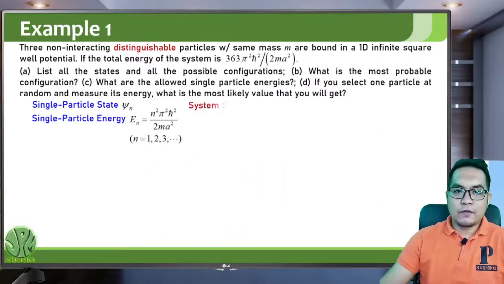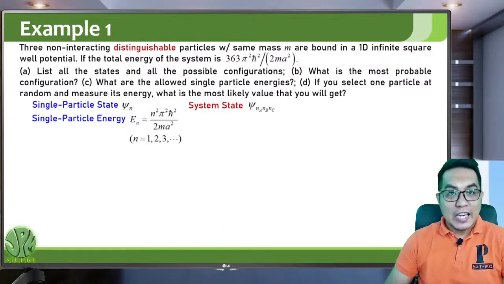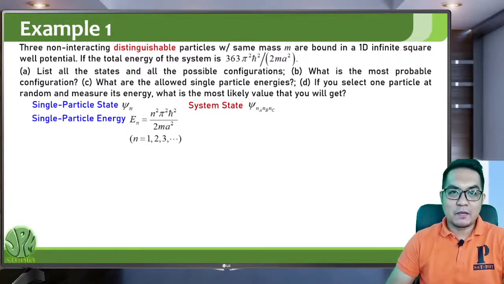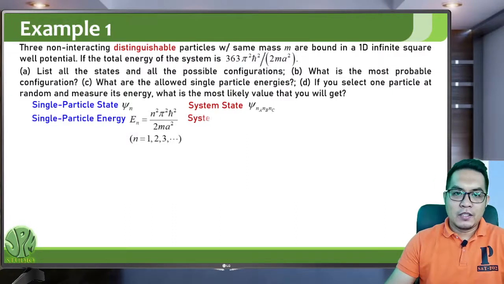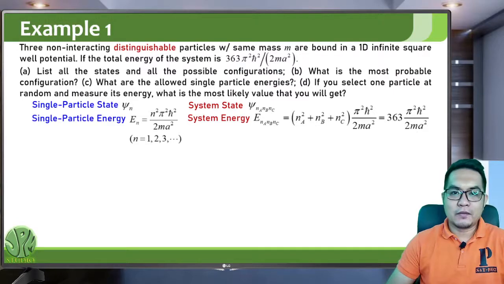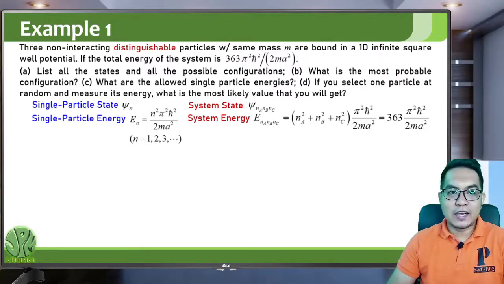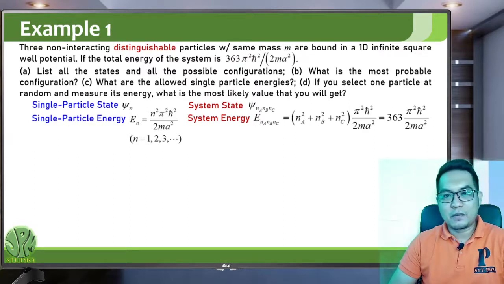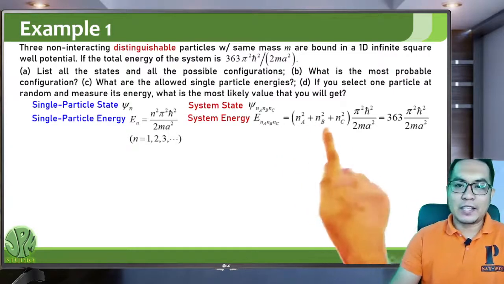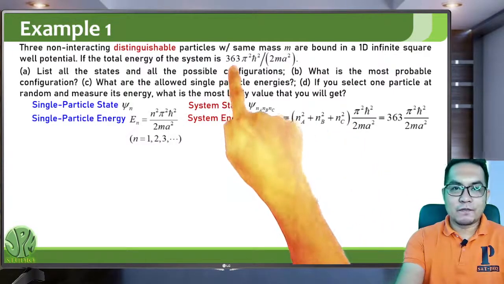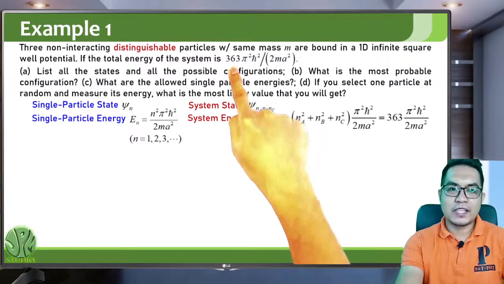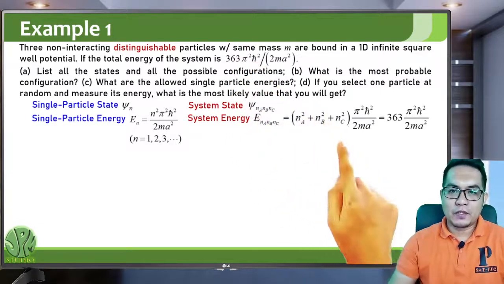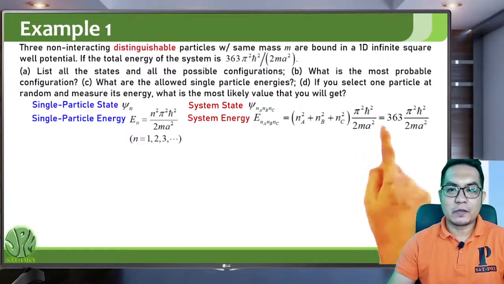Okay, so therefore for the system state, since there are three particles, then you have psi Na, Nb, and Nc. And then for the system energy, you have the summation of the energy of the three particles. So we will name the particles as particle A, B, and C. So particle A has an energy of Na squared pi squared h bar squared over 2 m a squared, and then particle B and particle C. We will get that. Now, the restriction for this problem is that the total energy is equal to this one. So this total energy, the system energy, must be equal to this one.